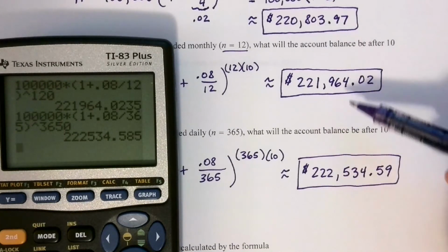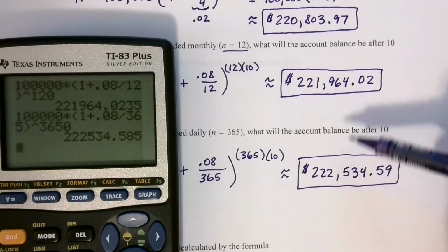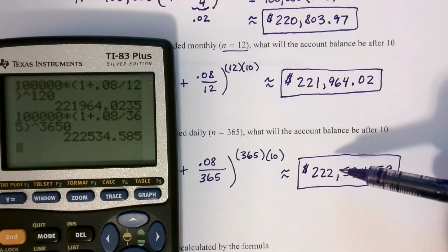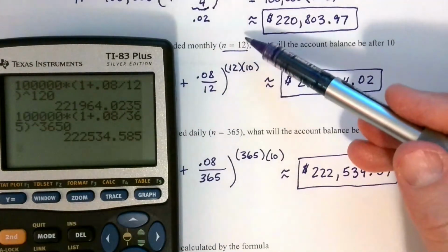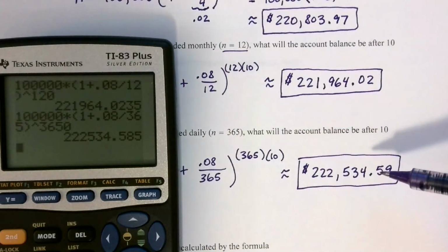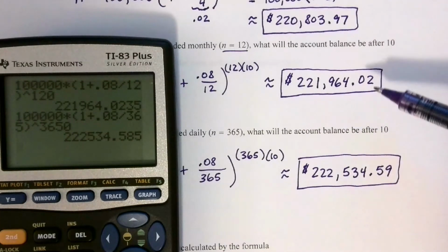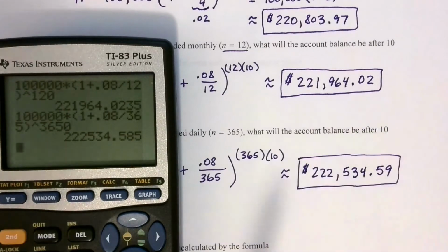big increase, only about $500 increase here. Right, a little more than $500 increase. So, you know, big jump in number of compoundings, but it's not like a big increase in the amount. It's still increasing, but not a bunch. And that's true. What's happening is we're getting closer to something.